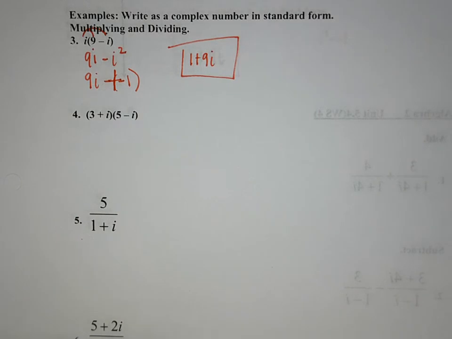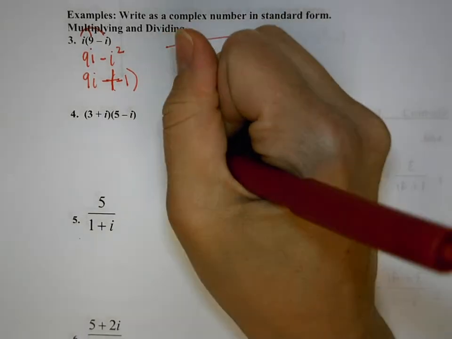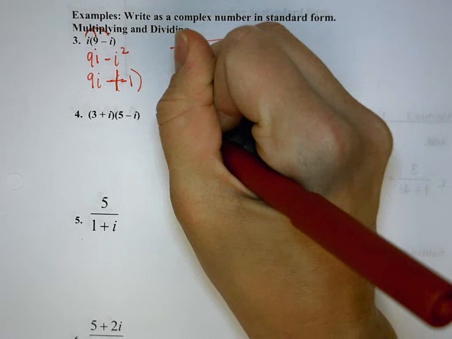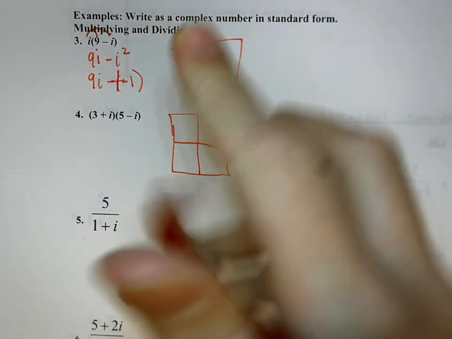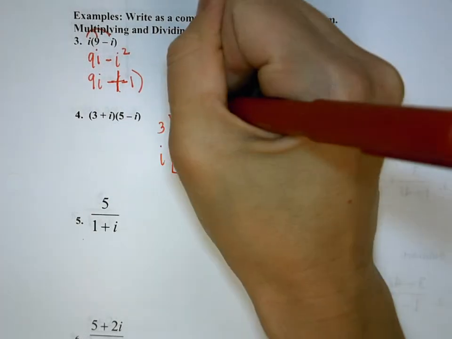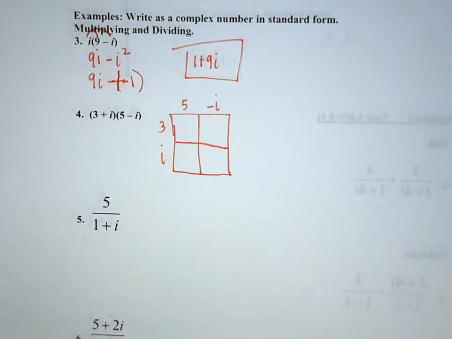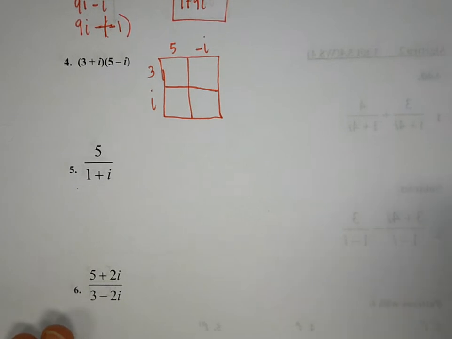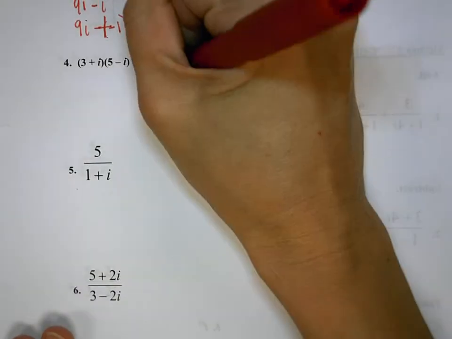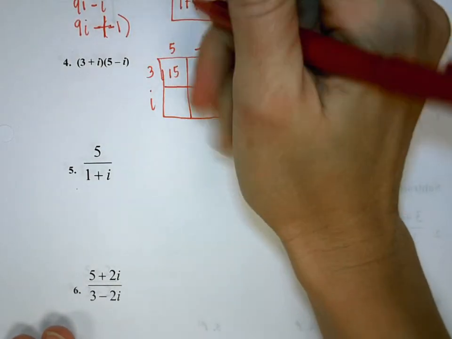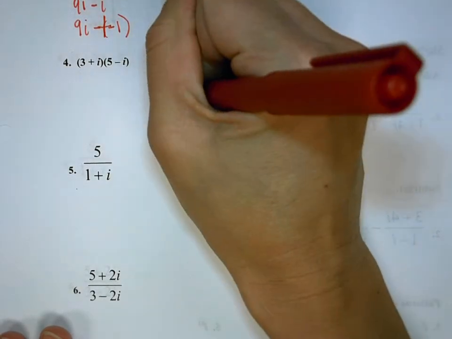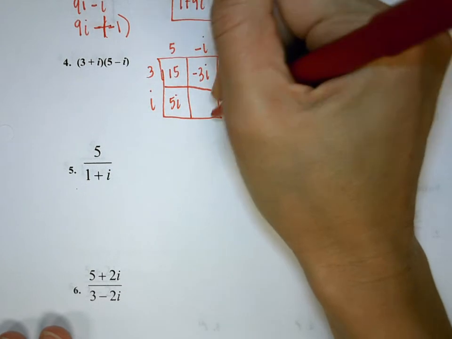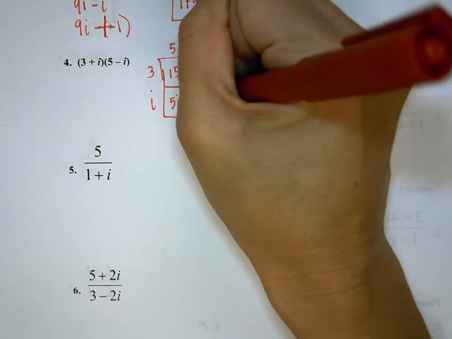Okay. So the correct answer is 16 plus 2i, if you got that. If you didn't get that, we're going to go ahead and work through it. I'm going to go ahead and do the box method. So I'm making a 2 by 2 box because in my parentheses, there's 2 terms and 2 terms. So then I write 3 and i, and 5 and negative i. And I'm going to multiply. So here, 3 times 5 is 15. 3 times negative i is negative 3i. i times 5 is 5i, and then i times negative i is negative i squared.